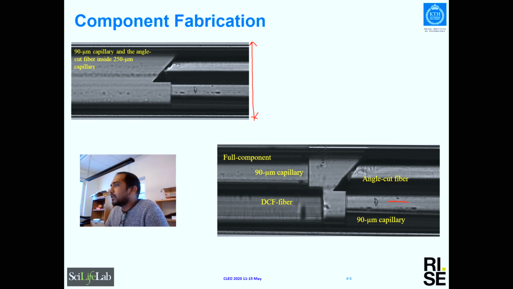In this case, the particles will come in this direction. The light is shown from the DCF fiber, and the scattered light is collected in the angle cut fiber, and the back scattered light is collected from the double clad outer cladding of the double clad fiber.